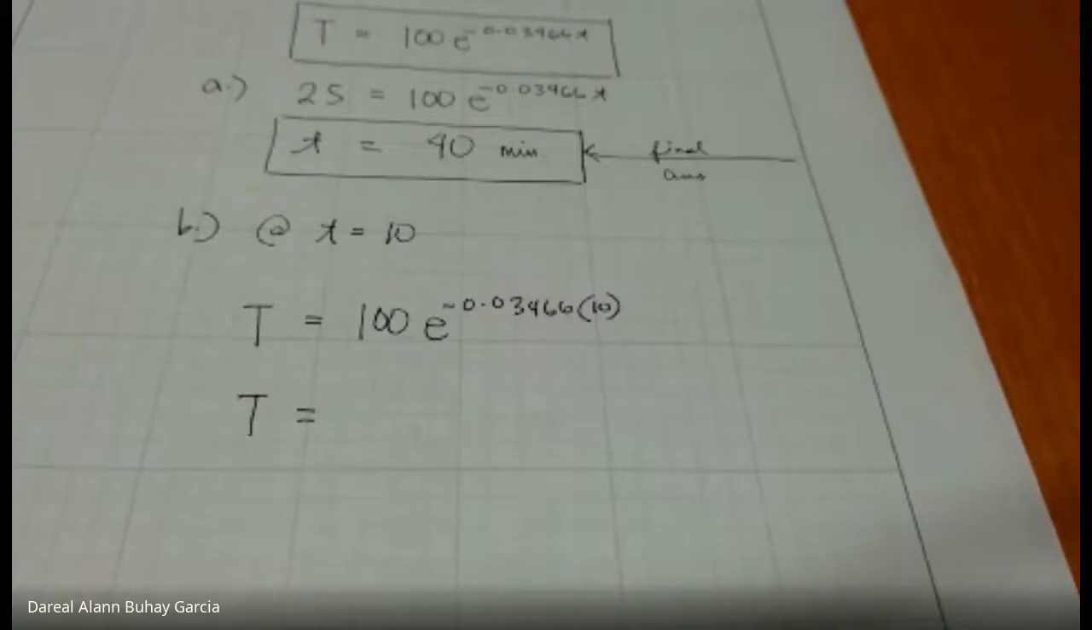Very good. 70.7045. Or kung exact nga values ninyo ipambutang, 70.7 something. So 70.7 is good enough, degrees Fahrenheit. That's the final answer.